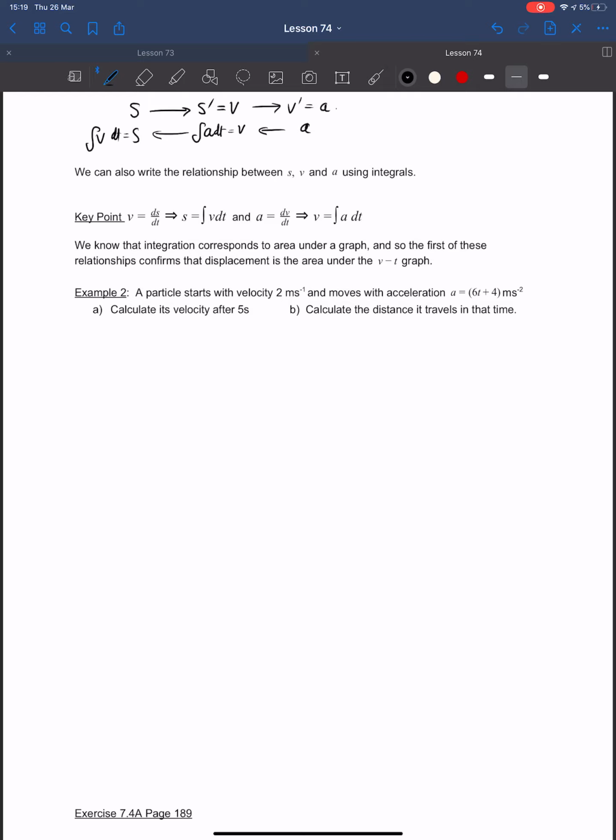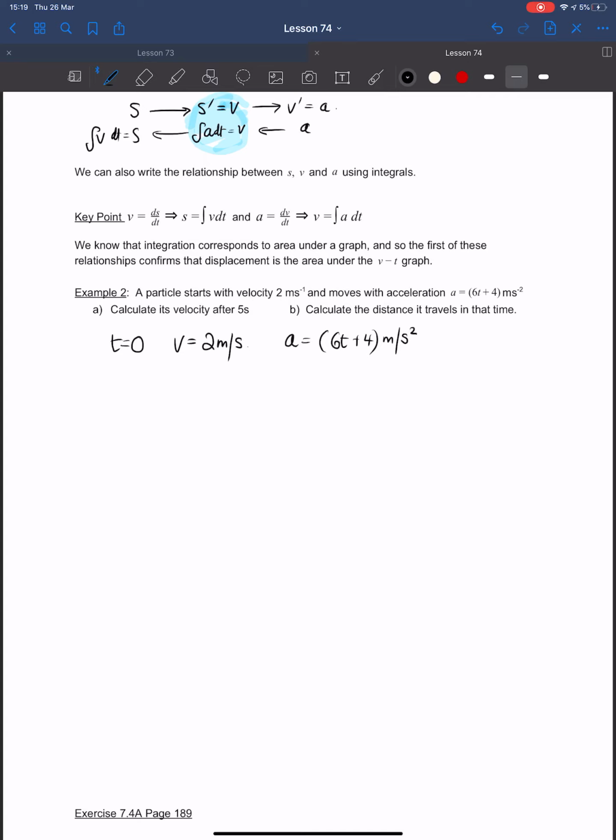A particle starts with velocity 2 meters per second and moves with acceleration a equals 6t plus 4 meters per second squared. Calculate its velocity after 5 seconds. Calculate the distance it travels at that time. So when t equals 0, that's the start, velocity is equal to 2 meters per second. Acceleration is 6t plus 4 meters per second squared.